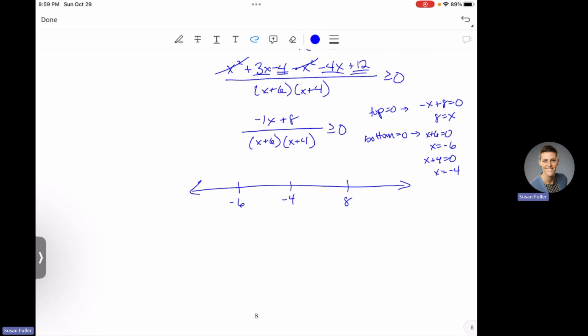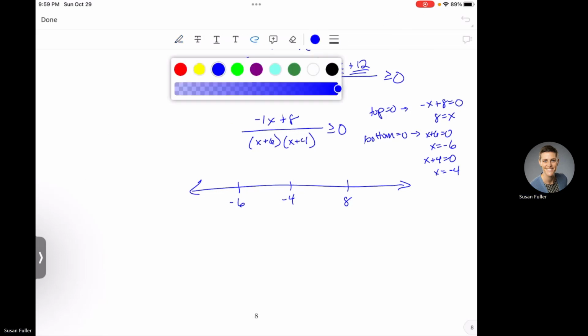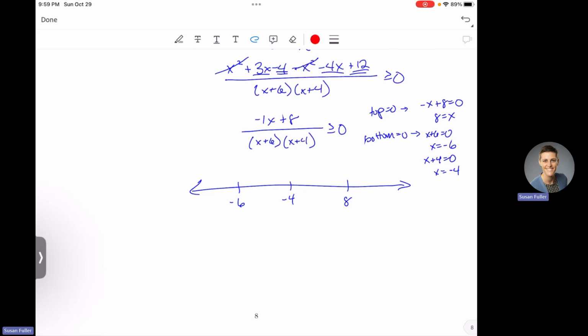That +8 goes furthest to the right, and then the -4 is in the middle. Okay, and now we just have to test our values. If we cut this up at each one of these things, I've got 4 pieces to test. So I'll plug in x equals -10 over here, and I'll just go with -5 in here. And I love x equals 0. And how about x equals 13, just for funsies.